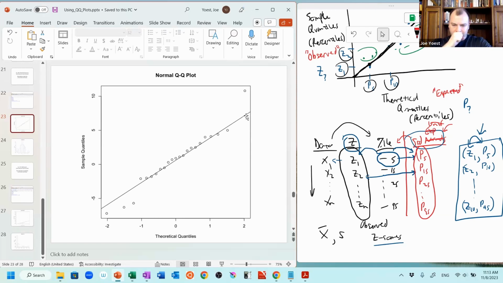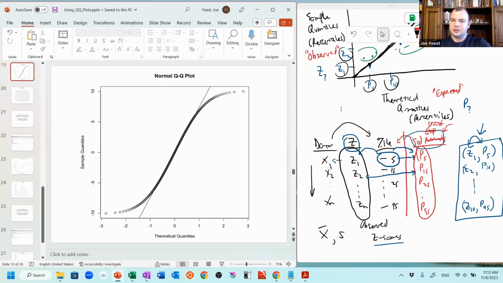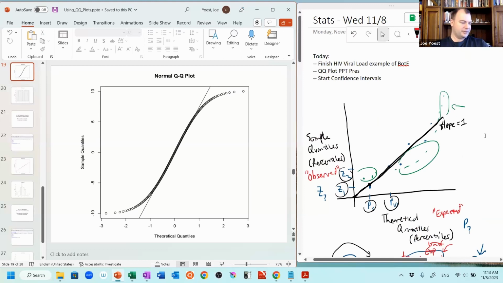Is this one up here substantial enough to be worried about? Maybe two different people would disagree on that. Oh, wanted to move up over here. There we go.